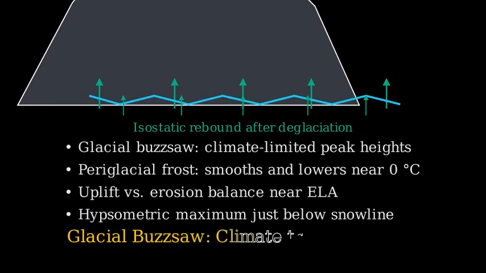This climate-tectonic coupling explains why many active ranges cap out near a common elevation tied to the snowline. Look for trim lines, cirques, and U-shaped valleys as the landscape signature of the buzzsaw at work.